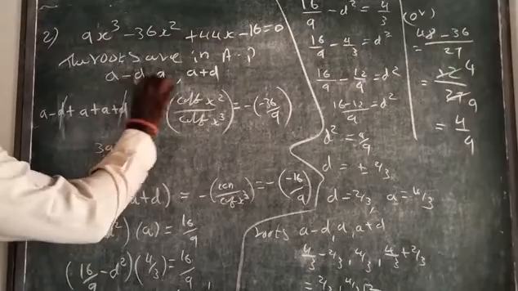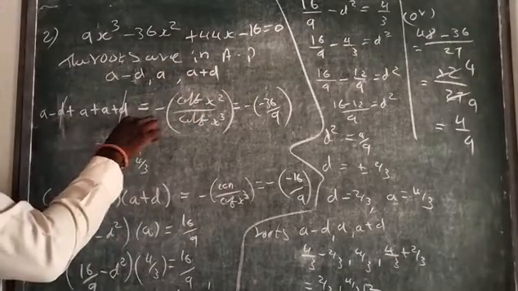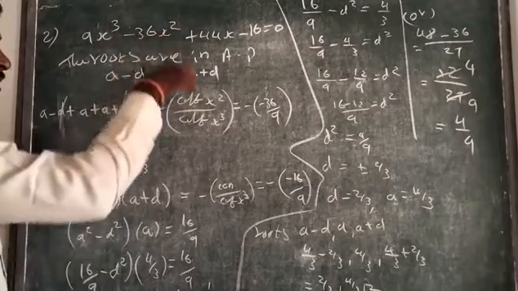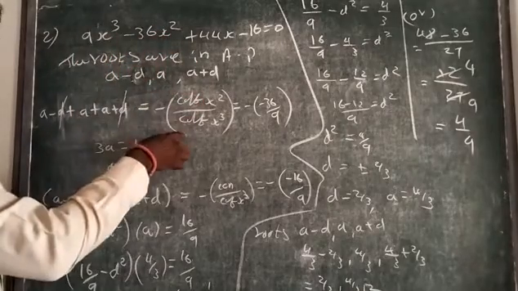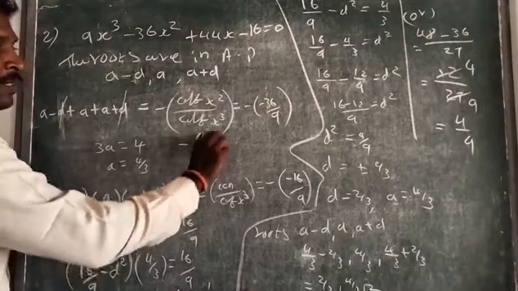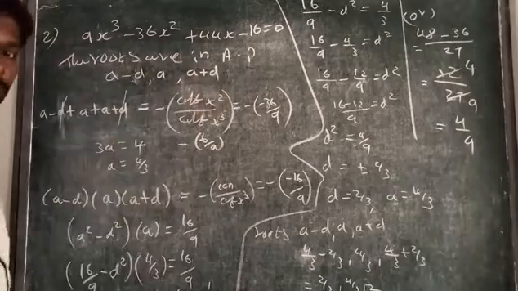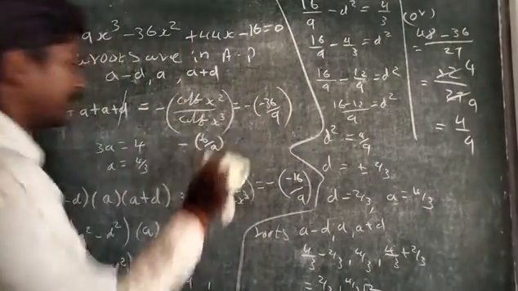If you take these three as the roots of the same polynomial, the sum of all three roots equals minus the coefficient of x squared by the coefficient of x cubed. We can always use minus b by a, where b is the coefficient of x squared and a is the coefficient of x cubed. Like that, you can also write the remaining terms.